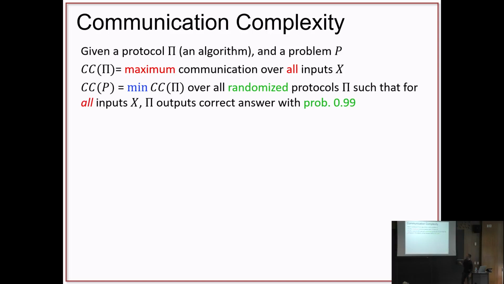So we can assume the algorithms could be randomized, and then it has to answer correctly on all inputs with probability 0.99. What this is not saying is that you just have to get 99% of inputs correct. You have to get all correct with probability 0.99, where the randomness is over the randomness in the algorithm.